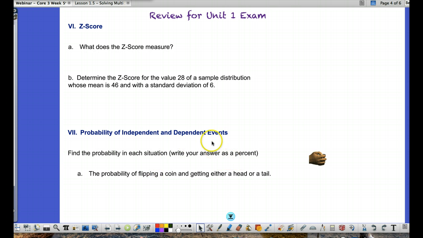It's the number of standard deviations from the mean, and if you look at Pranit's numbers, student number 7, she wrote that in there, and that's exactly right. You may be 1, you may be 2, you may be 2.2 standard deviations, but the z-score finds that for you exactly. Here's an example in B. It says determine the z-score for the value 28 of a sample distribution whose mean is 46. So you've calculated the mean to be 46, and you pick one value, 28, and you want to see how far that is from the mean.